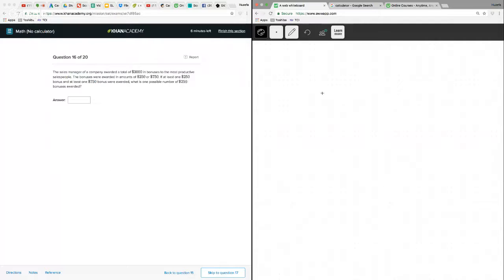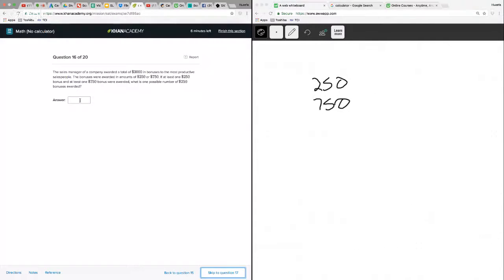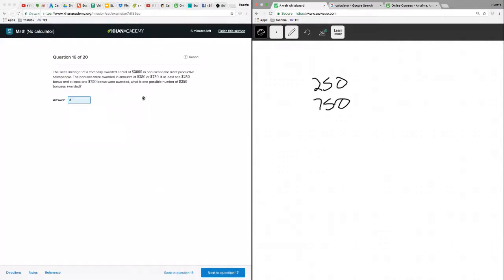So at least one. I'm just going to make it easy. We had a 1-to-1 ratio, so there's 3. This adds up to 3,000. Yeah, so 3, 3, 3. So I'm going to say there could have been 3 people that got $250. Anyways, all right. So that's my answer. Let's do this next one.